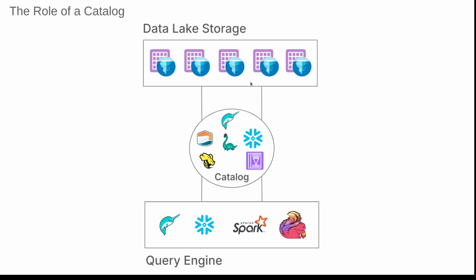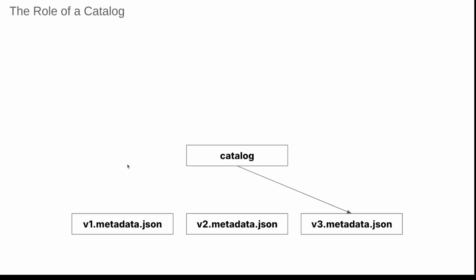Cool. So that's essentially what a catalog does, but let's take a look at how that mechanically works. Typically, really all the catalog does is that an engine like Dremio, like Snowflake, like others, would make a request to the catalog, and the catalog returns the location of the current metadata.json. That's its job. But how does it do that?